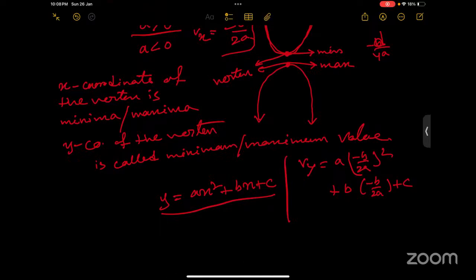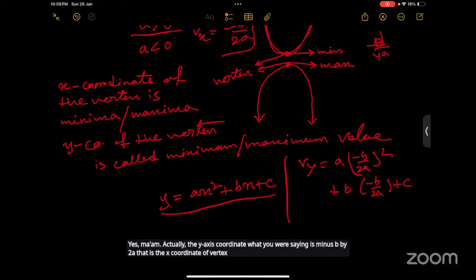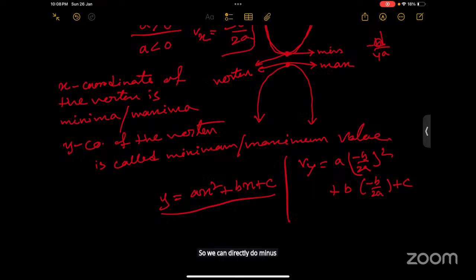Yes, ma'am. Actually, the y-axis coordinate, what you were saying is minus b by 2a, that is the x coordinate of the vertex. But there is a direct formula for the y coordinate also, that is minus d by 4a, I guess. So we can directly do minus d by 4a. No, this is the formula for the y coordinate. I mean, this formula will vary equation by equation.